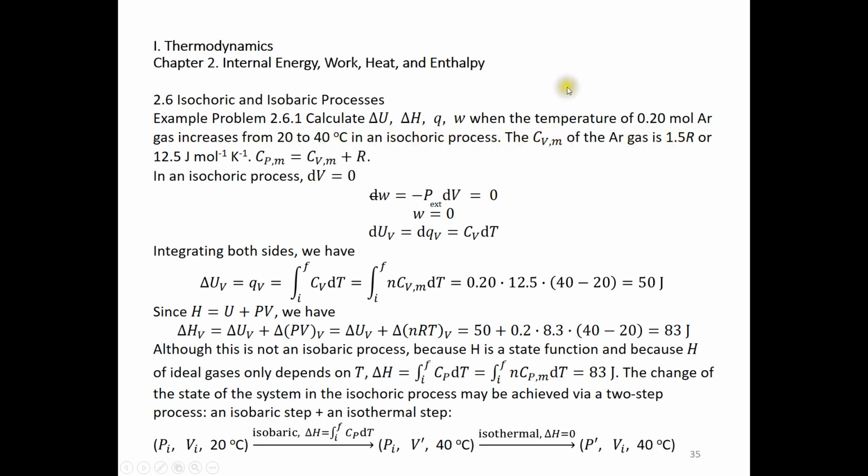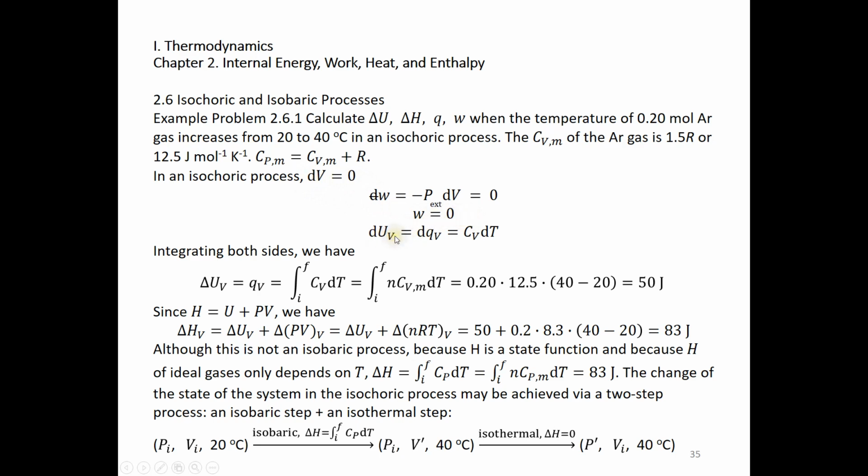Alright, so if it's isochoric and we know CVM, it's easy to compute Q sub V. We'll do that. And again, CPM is equal to CVM plus R because we assume this is an ideal gas. Now for an isochoric process, there's no volume change. dW is negative P external dV, and dV is 0. So work is 0. Whenever you see an isochoric process, the first thing is you write down dV is 0 and also work is 0. There's no expansion or compression work.